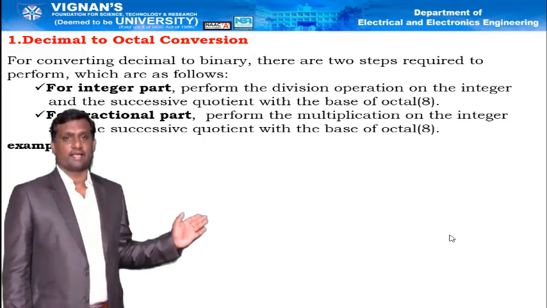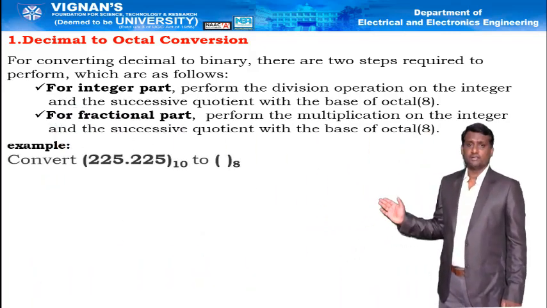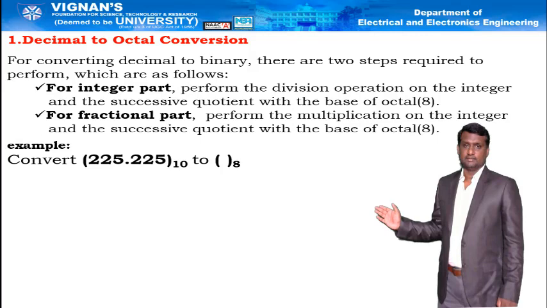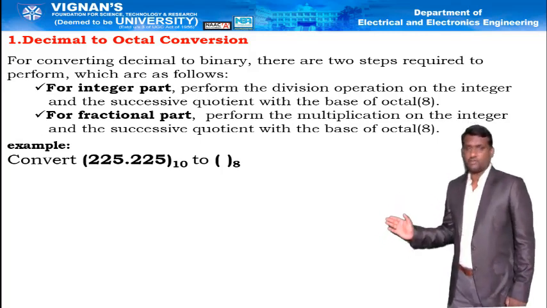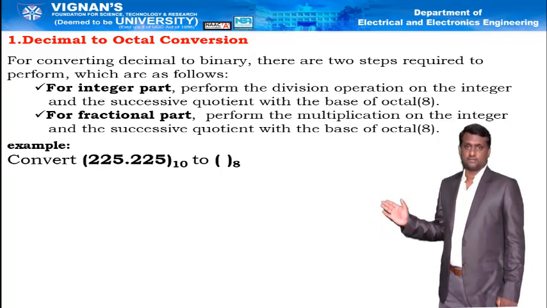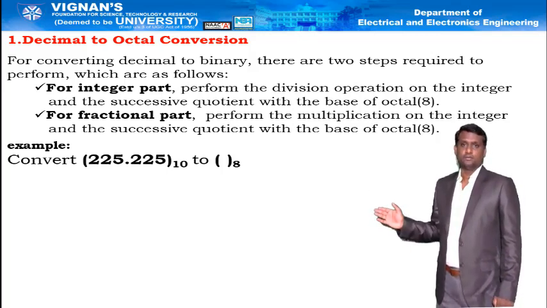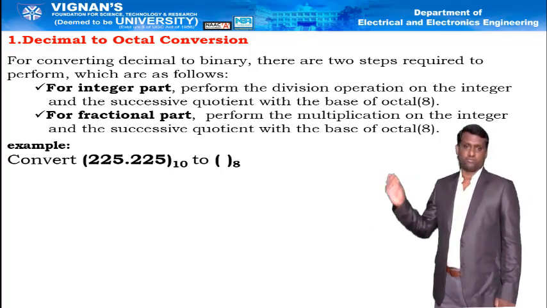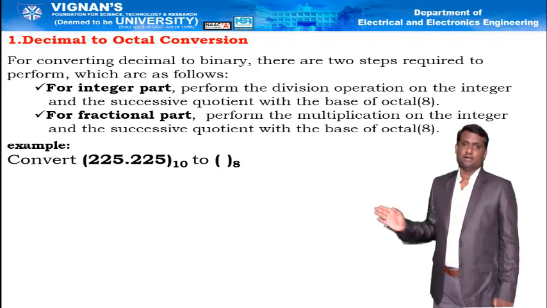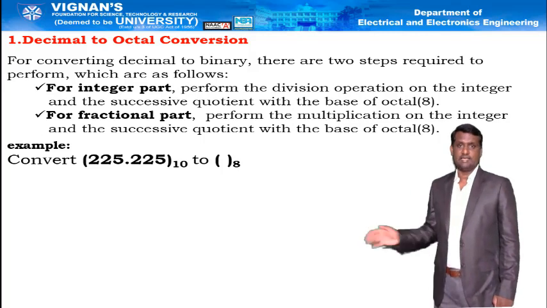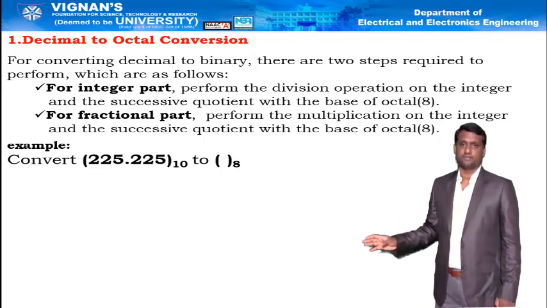Now we will see an example. Convert 225.225 base 10 into base 8. So here this number has both integer and fractional part. So already I told you, if we have a decimal number with integer and fractional parts, for the conversion we have to do it individually for the integer and for the fractional part. Okay.